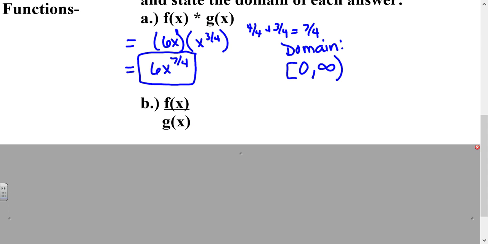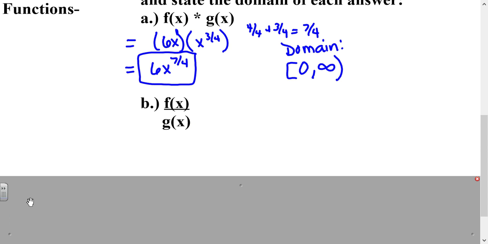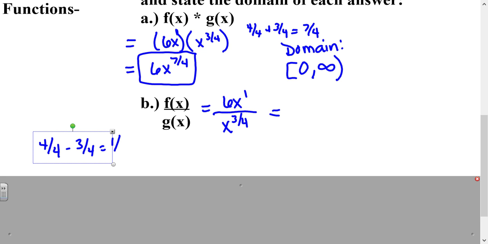Okay, last example, f of x divided by g of x. So this time I have 6x divided by x to the 3/4. So when I'm dividing, what do I need to do with my exponents? I subtract. So again, this would be like a 1, which is the same as 4/4. So 4/4 minus 3/4 would be 1/4. So I end up with 6x to the 1/4 power as my answer, because I just subtracted the exponents and the 6 stays on top.